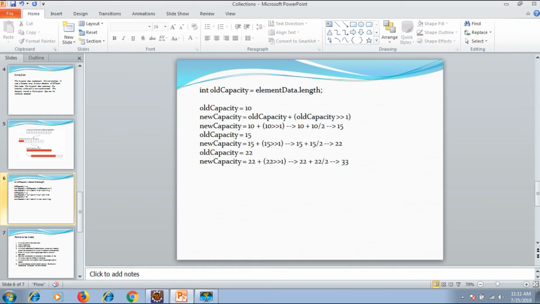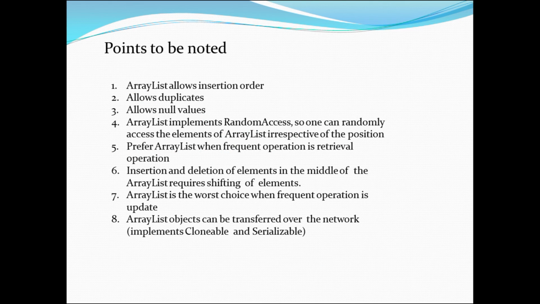That's how array list changes its capacity dynamically depending upon our insert operation. Main points in this array list. Array list allows insertion order. I mean, it will store elements in the same order in which we insert them, and it allows duplicates, and it allows null values.